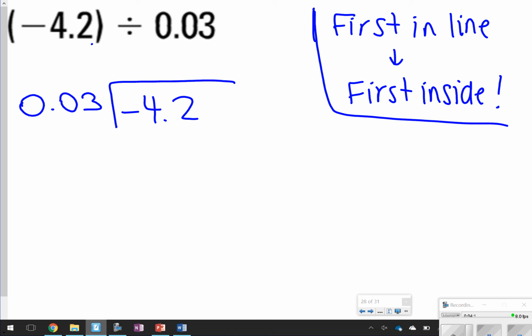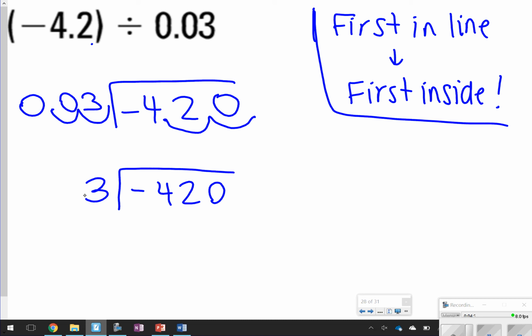The first step I have is to move the decimal. I can't divide when a decimal is on the outside, so I have to move it once, twice to make it a whole number. And since I moved it twice here, I also have to move it twice on the inside. 1, 2. I have to fill this empty space up with a 0, and now my new numbers become negative 420 and the whole number 3. Now I can divide like normal.